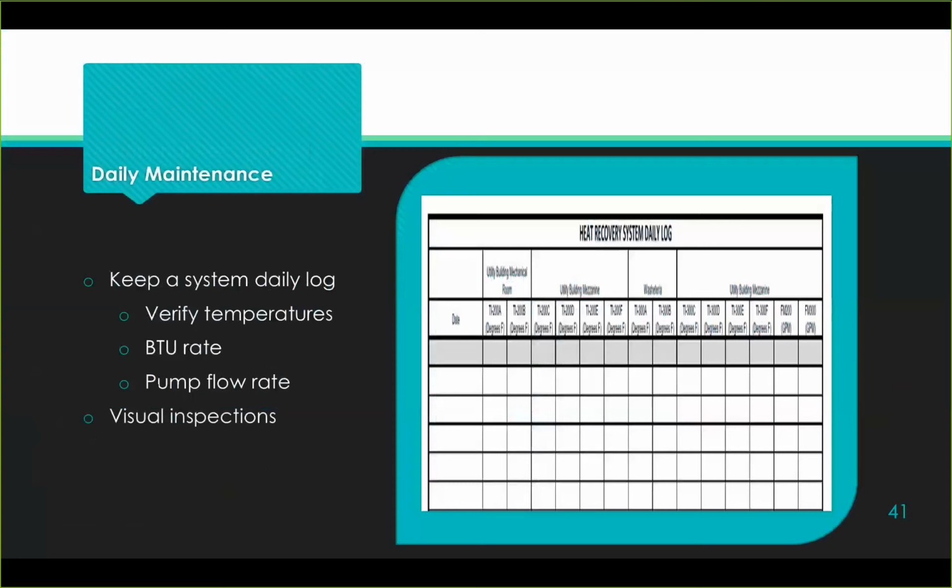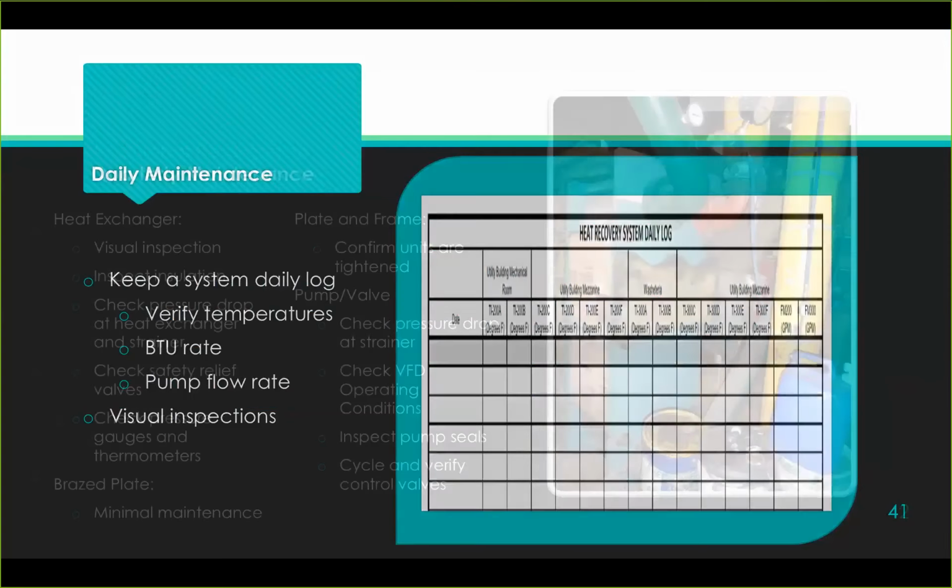We're going to want to keep a daily log that allows you to verify temperatures in and out of the system. It allows you to check the BTU rates, pump flow, and you're going to do some visual inspections. Nothing you wouldn't do on maybe your own existing hydronic system as it stands right now. Your maintenance guy is probably walking through looking to see if there's a leak. And he's probably checking temperatures on the heating or the hot or cold water in the building as it stands right now. These simple daily logs and daily maintenance allow you to identify a problem before it gets out of hand or before it costs you money. And it allows you to be able to talk with the engineer and/or another operator in the event something goes wrong and have something to identify what might be going on.